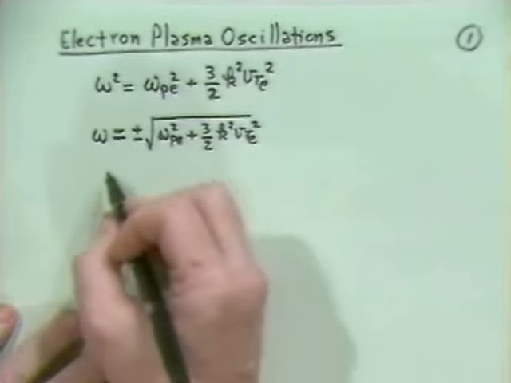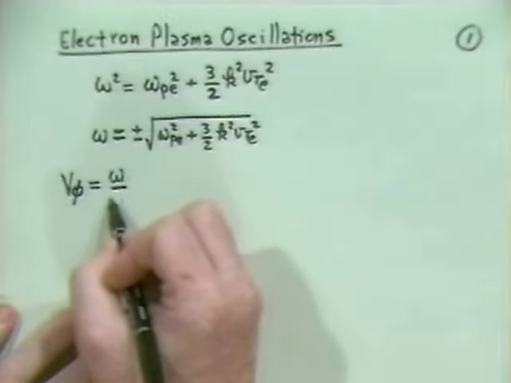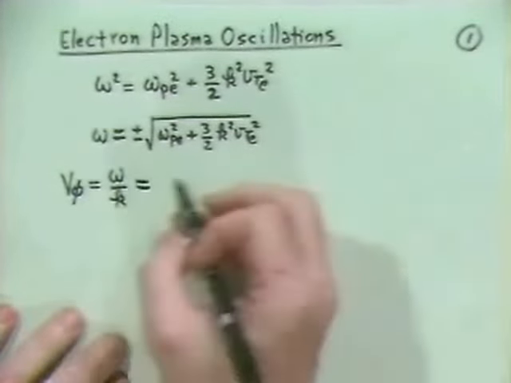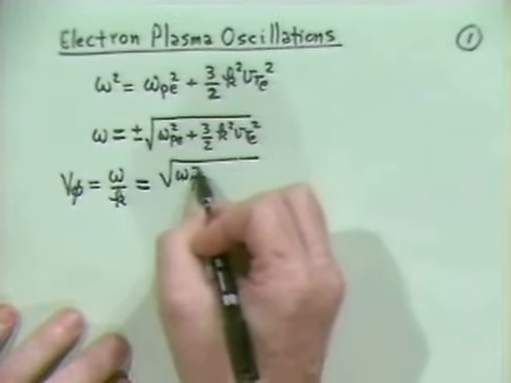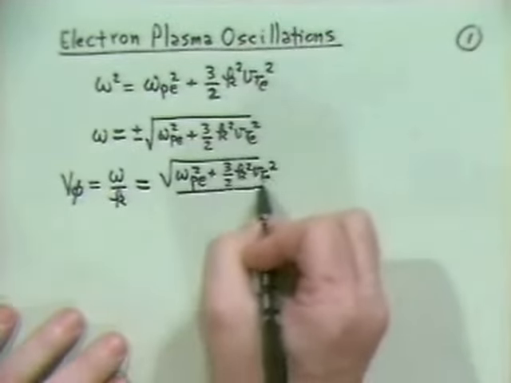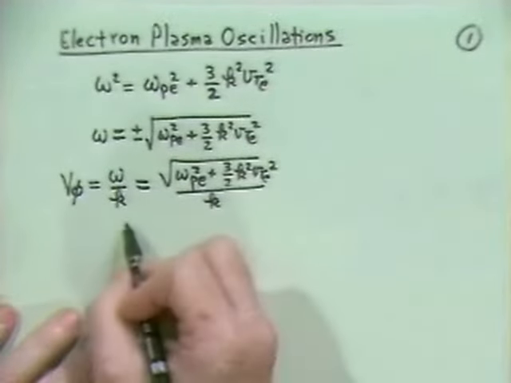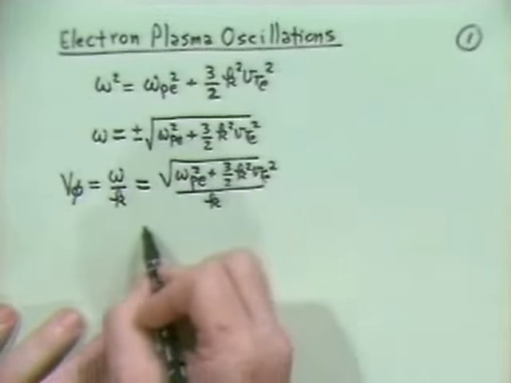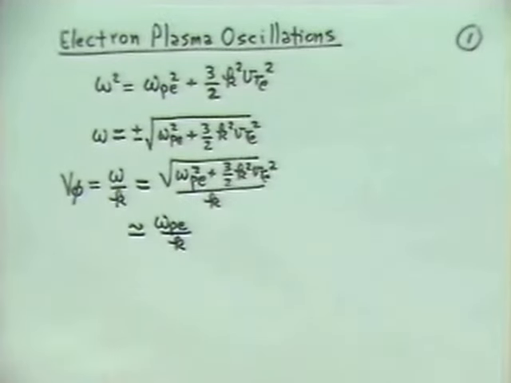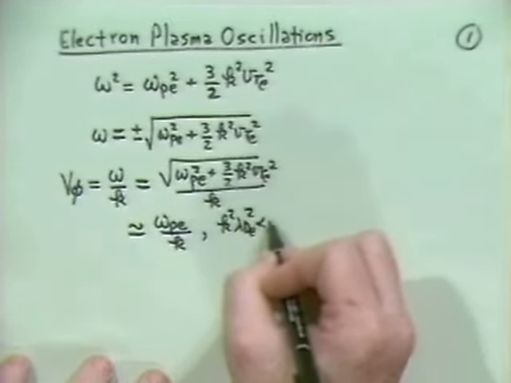So if we wanted the phase velocity, that would be omega over K, the usual phase velocity. Taking this, that would be the square root of omega PE squared plus 3/2 K squared V thermal E squared, all over K. And usually we take that, in the limit where the thermal corrections are not very large, to be approximately equal to omega PE over K, for K squared lambda Debye electron squared much less than 1.